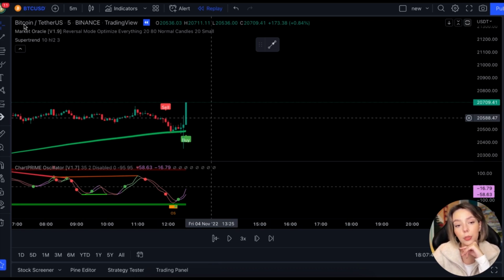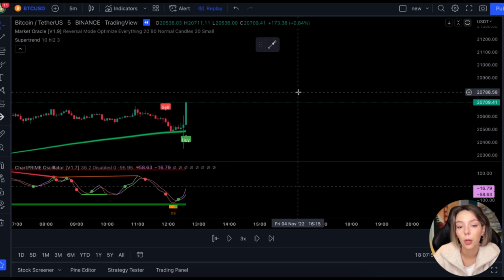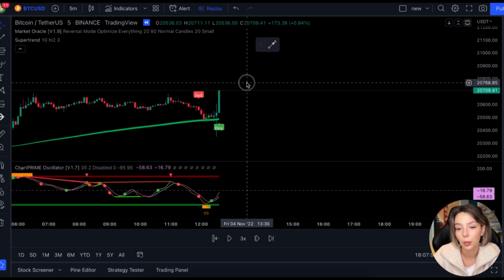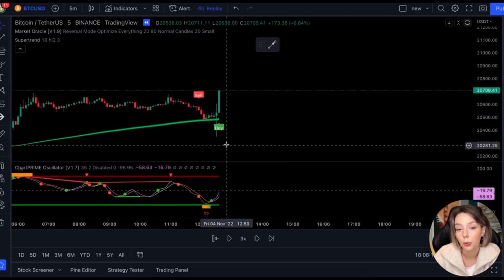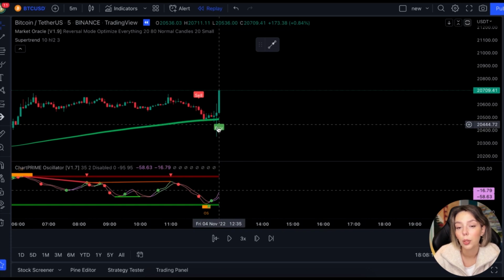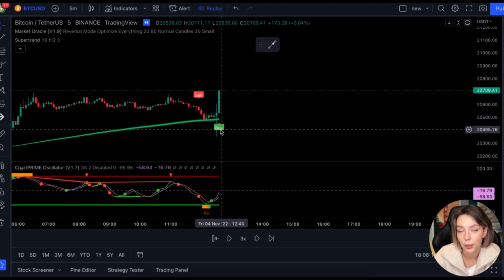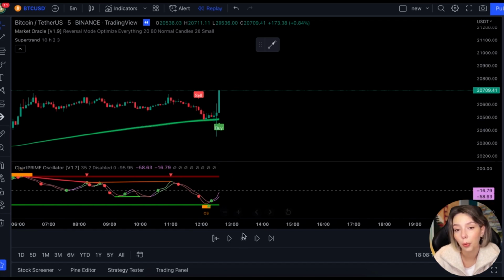On the screen you see the Bitcoin USDT chart. We have a 5-minute time frame. We are in the green zone. The price of our asset is in an uptrend. Also on the oscillator we can notice a green dot, which already tells us that the price is about to reverse. Also, we see a buy signal from the super trend indicator. This means that on the next candle we can open our long position.